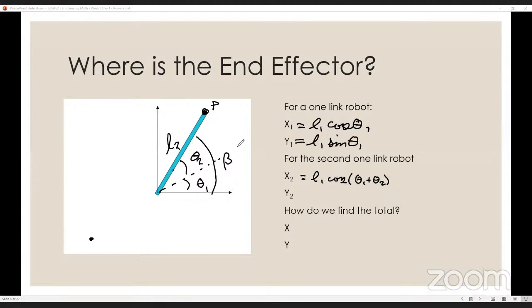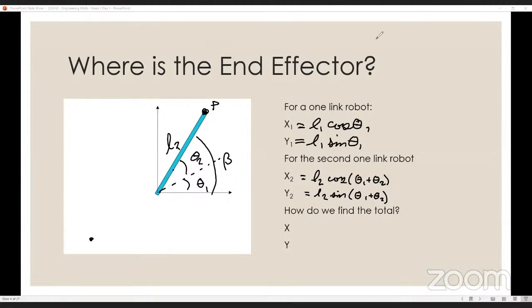All right. It should be L2. Thank you. So L2, like I said, L2 times cosine of theta 1 plus theta 2. And so y2 would be L2 sine of theta 1 plus theta 2. All right. And so how do we find the total?